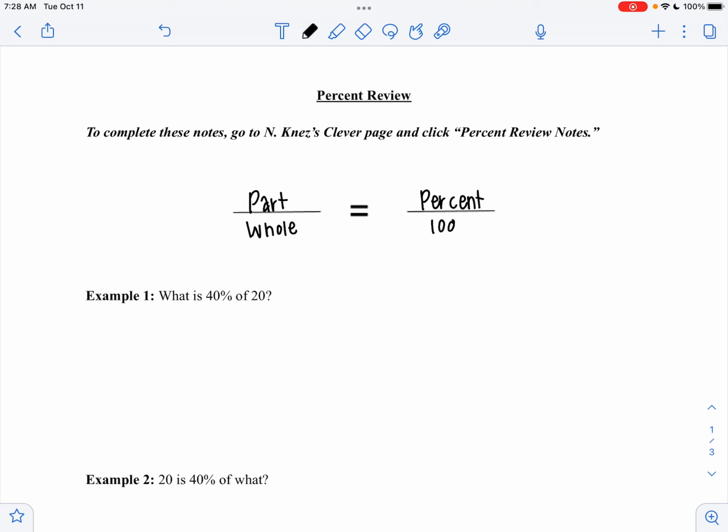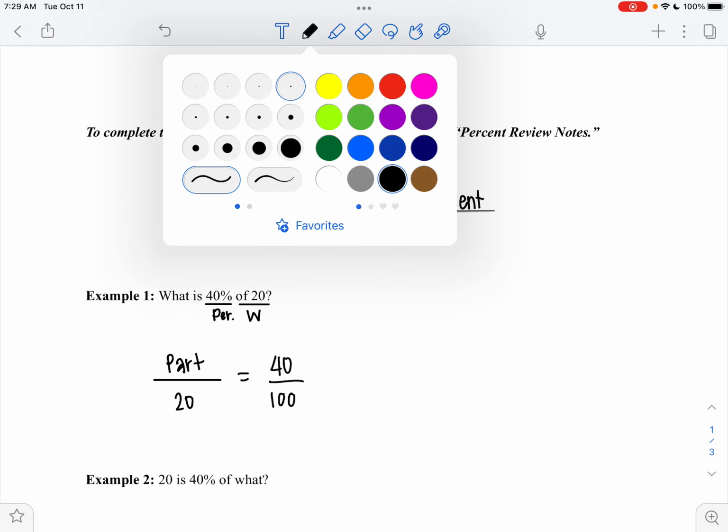What is 40% of 20? Let's get in the habit of labeling what we know. I know that 40% is the percent, and because it says of 20, or out of 20, I know that 20 is the whole. So I can set up my fraction. I don't know the part, that's my missing information, but I know that the part over my whole, which is 20, is equal to 40%, or 40 out of 100.